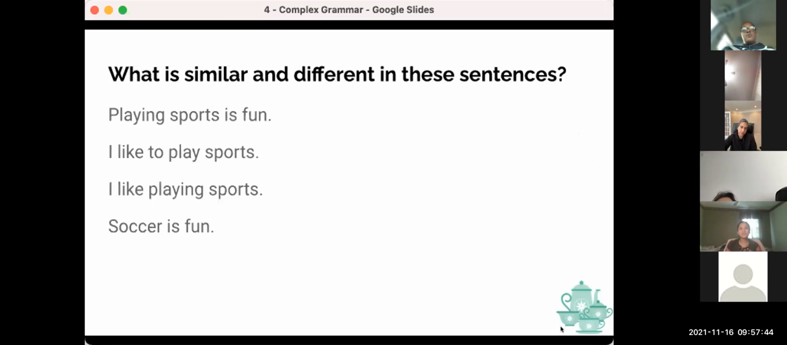All right. What is similar and different in these sentences? We have: Playing sports is fun. I like to play sports. I like playing sports. And soccer is fun. The second one has no gerund. We have the infinitive to play.